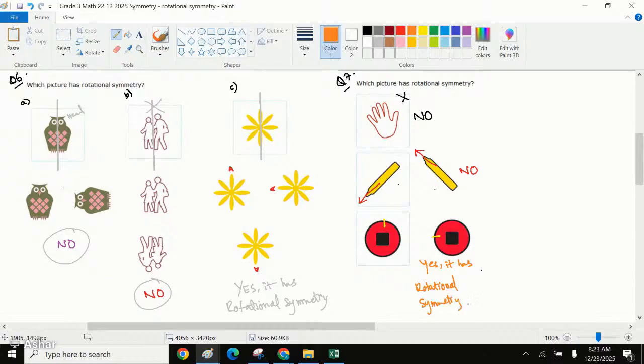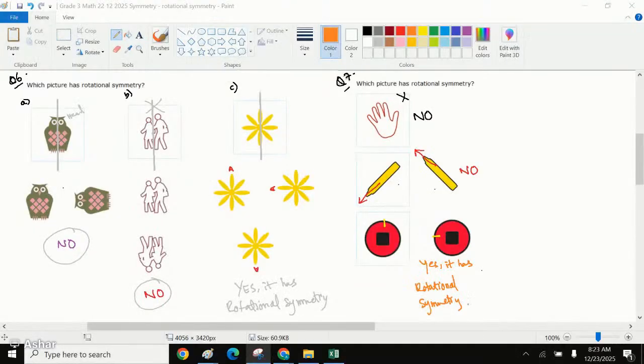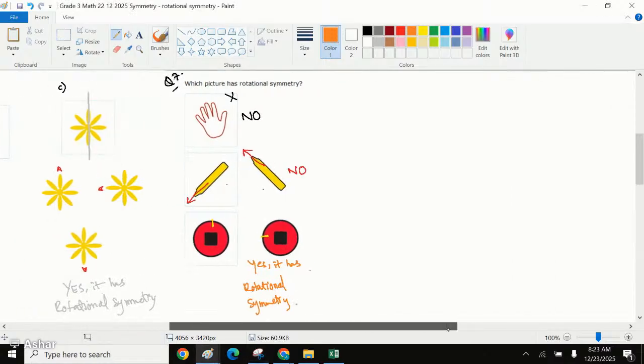Okay, thank you. Let's try another question where we can see. Once we click on to the next, we will have the next question. The next question says that we again have three shapes with us. I'll just copy down those shapes. Which picture has a rotational symmetry? For question number 8, let's see.